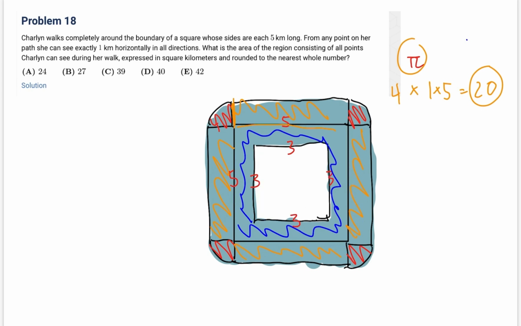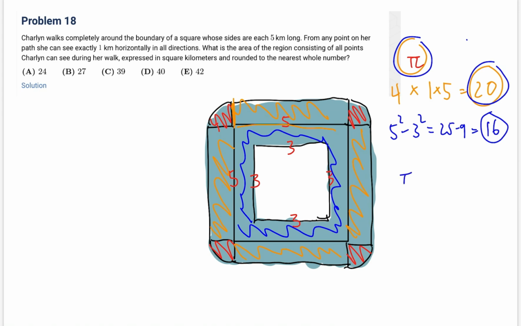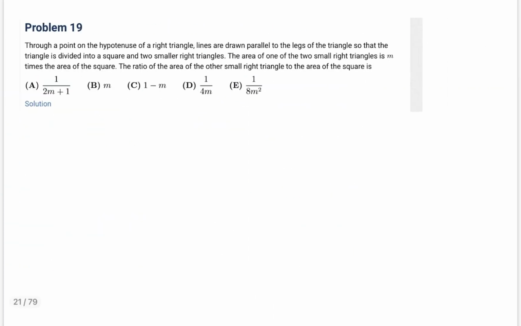So it's 5 squared minus 3 squared, which is 25 minus 9, which is 16. So we have pi, 20, and 16. Pi plus 20 plus 16 equals pi plus 36, but pi is 3.14, right? Which is 36 plus 3.14, 39.14, so this is closest to 39, so it's C.